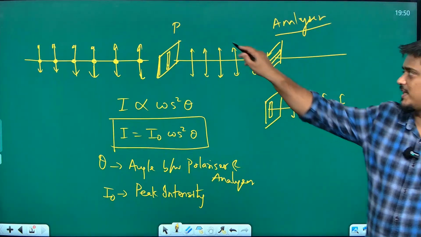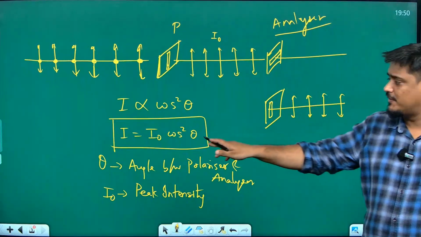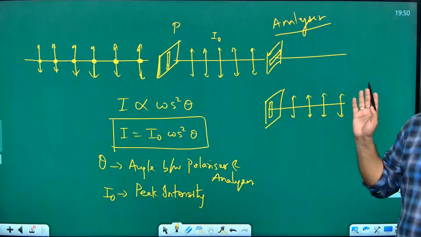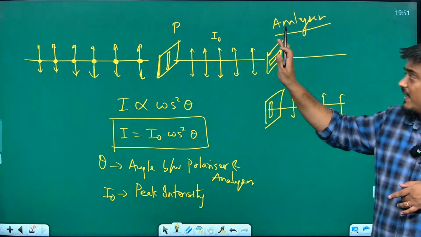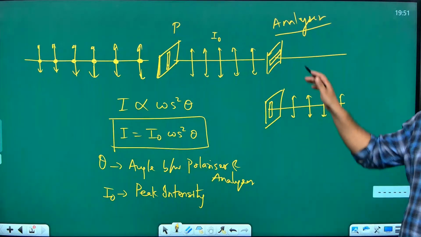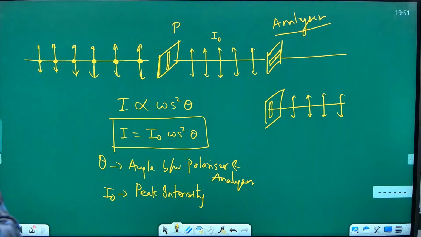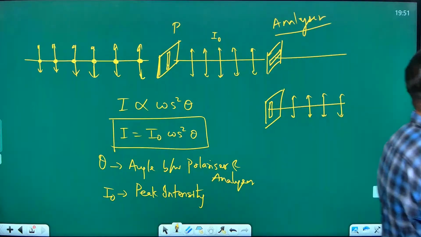I is the same as I naught. If this was I naught, maximum intensity, after passing through the analyzer, if theta was 0, the angle between polarizer and analyzer was 0, then what ray came out? The same thing that entered came out. But if the angle between polarizer and analyzer is 90 degrees, what is cos 90? 0. What will be I? 0. Nothing came out of this. This is given in NCERT also, I think. This formula, I equals I naught cos square theta, is it given in NCERT? I think somewhere it is given. So copy it fast, please.